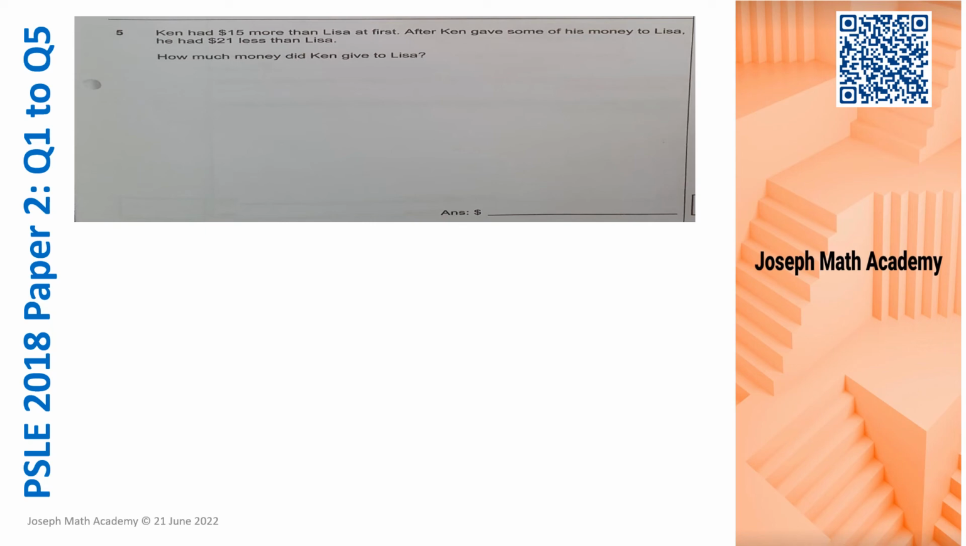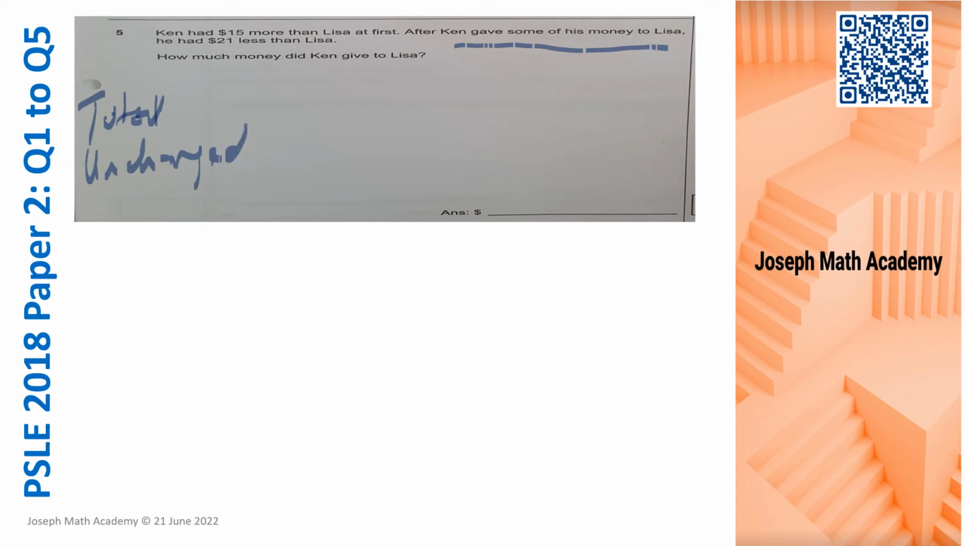Ken had $15 more than Lisa at first. After Ken gave some of his money to Lisa, he had $21 less than Lisa. So very powerful information here. When Ken gave to Lisa, it is the concept of internal transfer. So internal transfer means total unchanged. So it's a total unchanged concept.